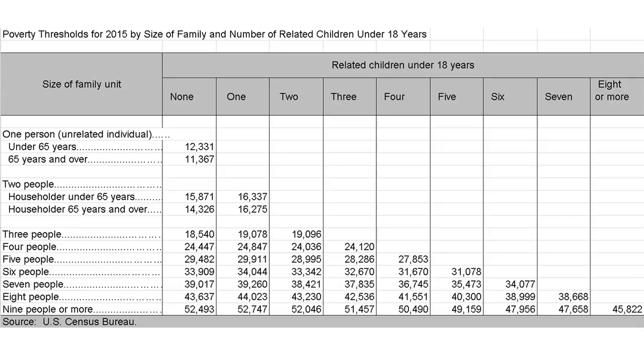So for example, if you have a 5-person household consisting of grandma, who's 72, mom and dad, and 2 children, then their poverty threshold would be $28,995 for a 5-person household with 2 children.